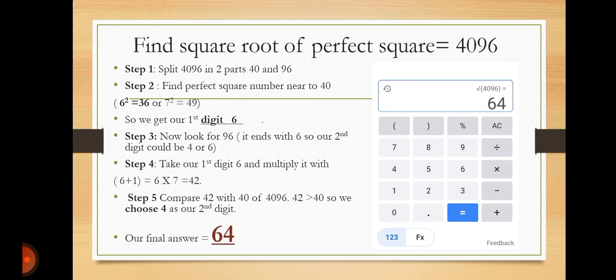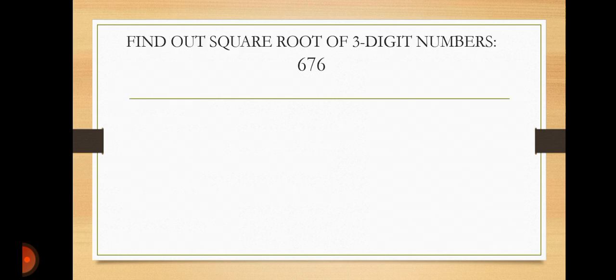Either in step 4 we will compare with a digit greater than the given first 2 digits, or a smaller digit. So it will be either greater than or smaller than the first 2 digits of the given number. But what if the number is equal to the first digits? This case we will get only in a 3-digit perfect square number. Let's see with the example. How to find out the square root of a 3-digit number 676.